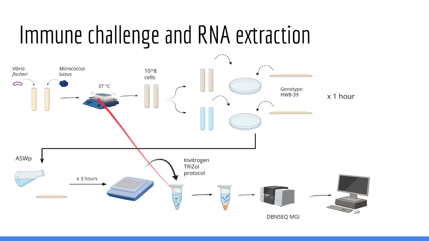So, to perform the immune challenge, we selected a gram-negative and a gram-positive bacteria. We cultured them in LB medium at 37 degrees overnight until we got 10 to the 8 cells. Then we prepared two conditions: the treatment, where we mixed both cultures, and the control, where we used artificial seawater pasteurized. We used five colonies of each genotype of Hydractinia, and we placed both in petri dishes with artificial seawater pasteurized. Then we exposed the colonies to the treatment for 1 hour.